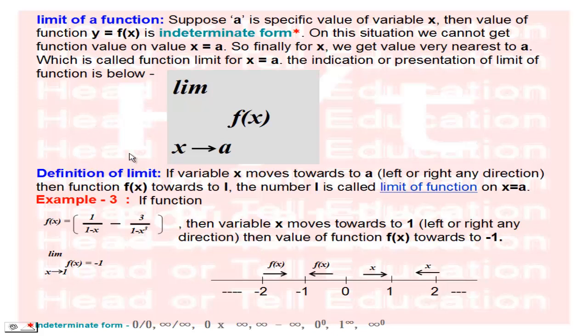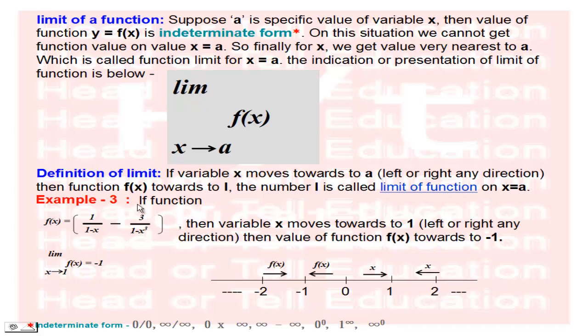Now the definition of limit. If variable x moves towards a, from left or right, any direction, then the function f(x) moves towards L. The number L is called the limit of the function at x equal to a. So we check this with an example.